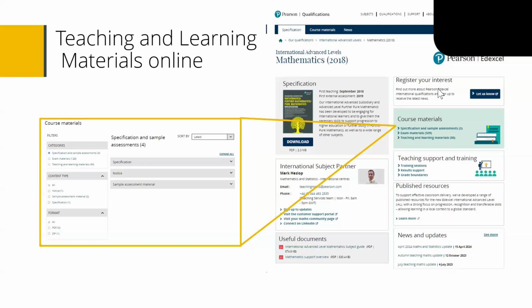I mentioned the teaching qualification website, so that's the one there that you can see. There are a number of resources available on the website. The web page has 4 tabs that you can see: the specification and sample assessment materials; exam materials, the documents including past papers, mark schemes, and examiners' reports; forms and administration documents to help with admin; and then the teaching and learning materials, which include more exemplars, lesson plans, course planners, and much more. They continually keep adding to this bank of resources, so it's worth visiting regularly.